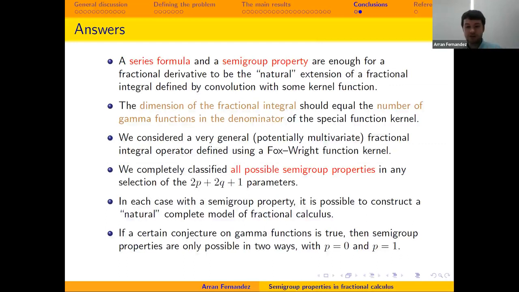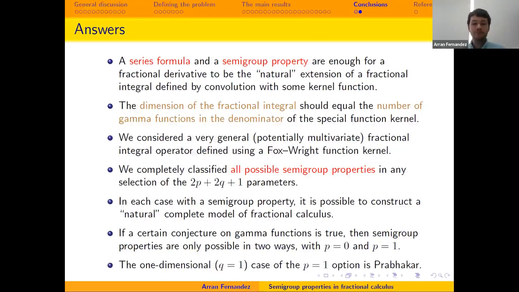It's just gamma functions. If that conjecture is true, there are only two ways to get a semigroup property: p equals 0 or p equals 1. And if you go for the p equals 1 option, you take the one-dimensional case, q equals 1, then you get exactly Prabhakar. Four parameters, it is the Prabhakar integral, it is the Prabhakar derivative. So we can see that Prabhakar is somehow special. Everything else with a semigroup property looks like a multivariate version of Prabhakar.